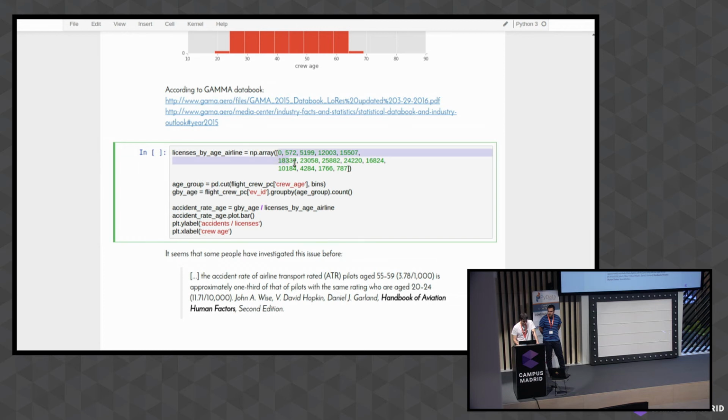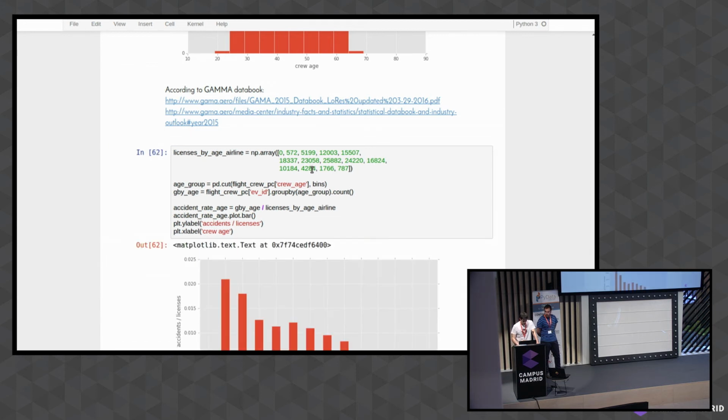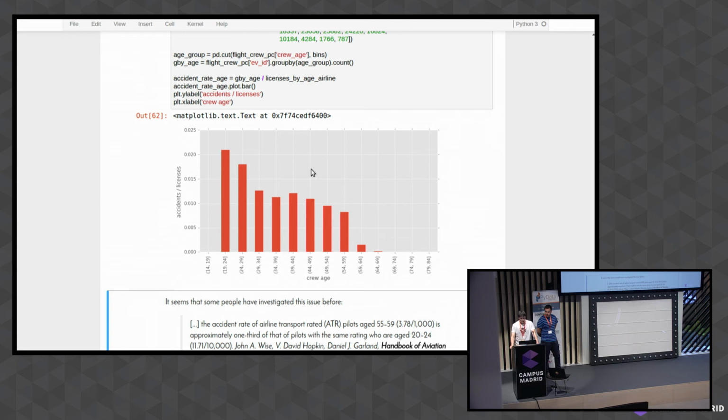And we extracted the values of the number of licenses for pilots last year, in 2015. So we will assume for this analysis that the number of licenses, or at least the distribution of licenses in different age groups, has been the same since 1982 to now. We have checked this a little bit, and it hasn't changed a lot. But anyway, I let you know that we are making that assumption. Once we do this, we see that our young pilots are the ones having more accidents.